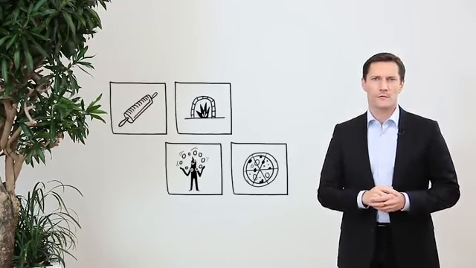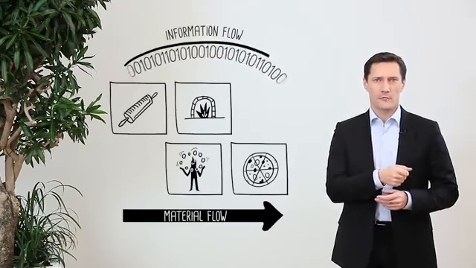There are two key parts of a value stream map. It's the material flow and the information flow.